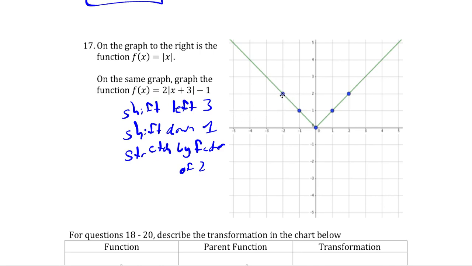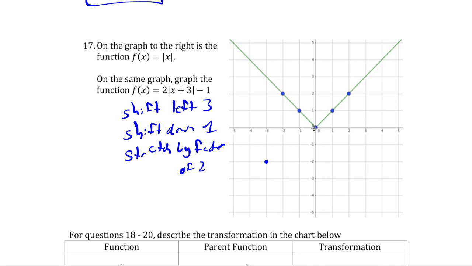So let's start with this first point here. Better yet, let's start with 0, because I'll show you how we can check this. If we start with 0, we take this point, shift to the left 3, 1, 2, 3, go down 1, and stretch it by a factor of 2. Here I'm at y is negative 1, so if I stretch by a factor of 2, I multiply that by 2 and get negative 2. So that's now 0.